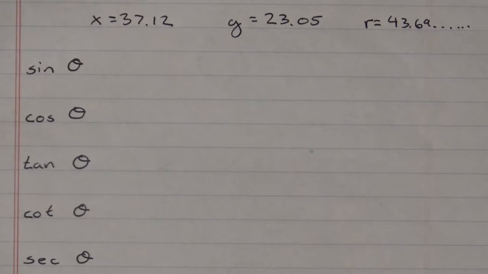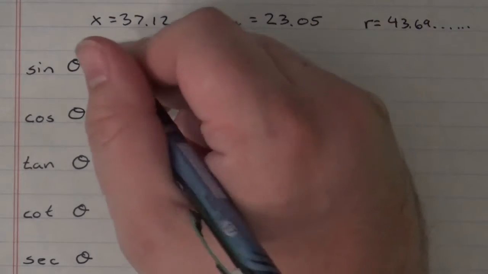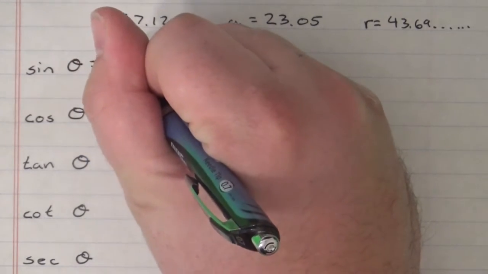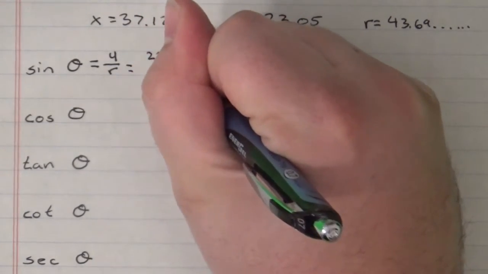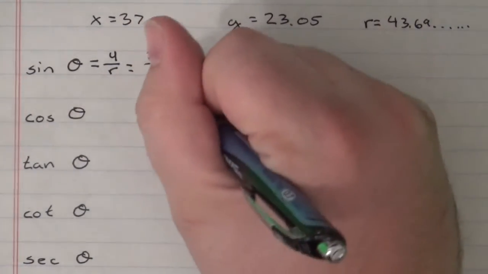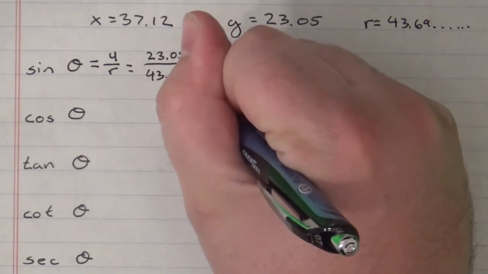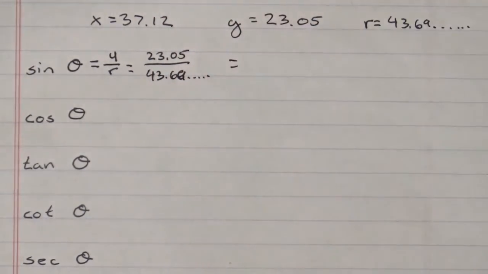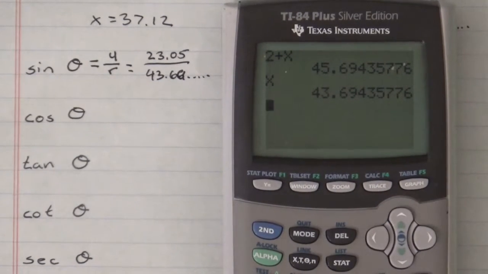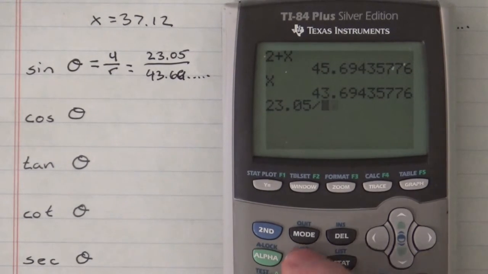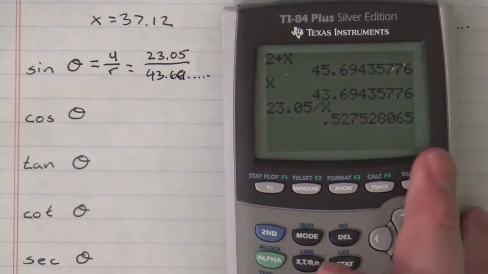Let's go through each individual one real quick, and I'm just going to show you how to do one, and then I'm going to let you do the rest of them. So it says sine. We know that sine of theta is equal to Y over R, which happens to be 23.05 over that 43.69 and so on. So let's put that in our calculator. We're going to say 23.05, hit divide by, and just hit the X button because X is stored as the 43.69. Hit enter and we get our answer.